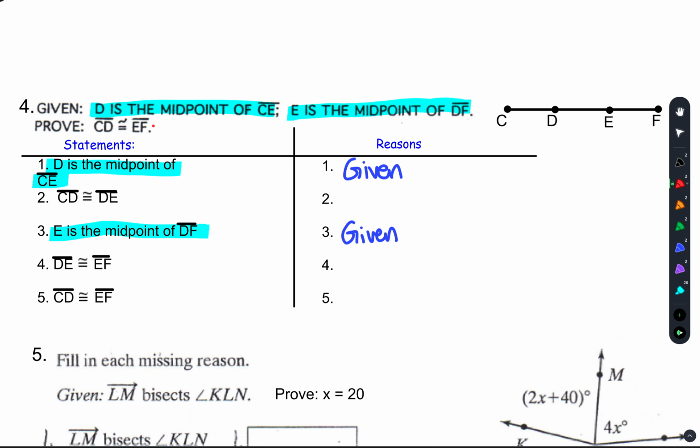I see my proof statement is where it's supposed to be. That's already written for me. And now I got to look at, well, how do I know step 2 and step 4 here? Anytime I see a vocab word in a proof, like midpoint, my first instinct is I probably have to figure out what the definition of that word is. So if D is the midpoint of CE, then it could be said that by the definition of midpoint, these two pieces must be congruent. So that's number 2.